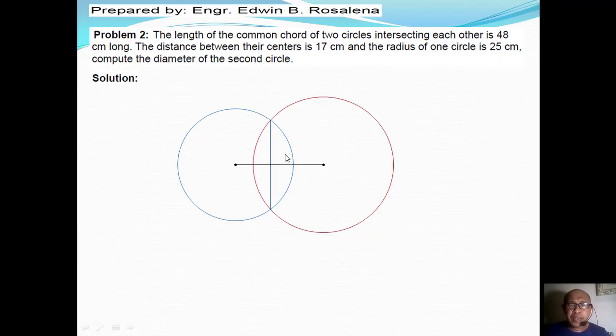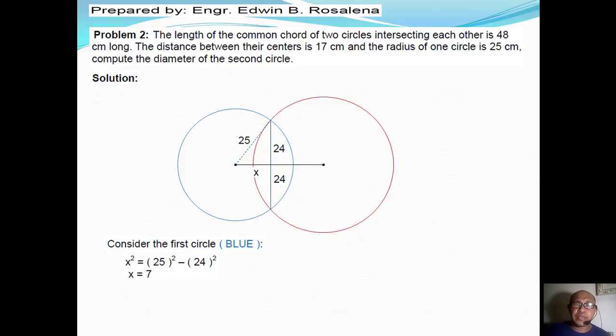By the way, since this is 48, it is being bisected by the line connecting their centers, so we have here 24. The radius of the smaller one is 25. So we have 24, 24. I can solve for this value here, I will call it x. I will consider this triangle. So I have x squared equal to 25 squared minus 24 squared, and that is equal to 7.